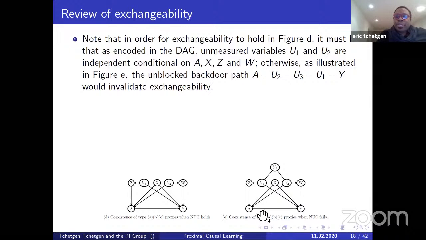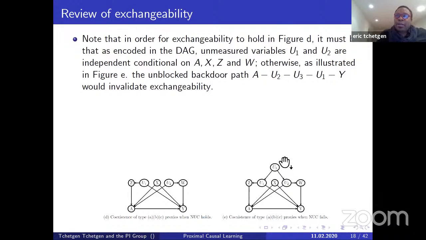Otherwise, as illustrated in this graph, we have now added a common cause between U1 and U2, which is also not observed. The unblocked backdoor path from A, U2, U3, U1, and Y would invalidate exchangeability. It would correlate A and Y, even under the null of no effect of A on Y, conditional on Z, X, and W. And so exchangeability obviously rules out that there's such a U3.